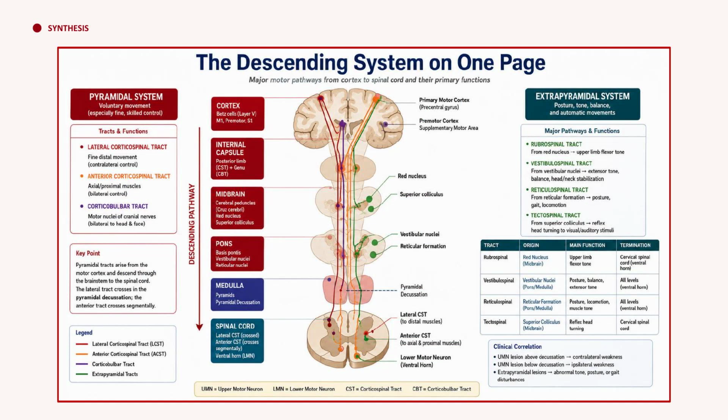Here's the entire lecture distilled into one diagram, pyramidal on the left, extrapyramidal on the right, with the neuraxis running down the middle. Trace it once, top to bottom, cortex to internal capsule, through midbrain, pons, and the medullary pyramid where the great majority cross, then down the cord to the lower motor neuron. On the right, the four brainstem systems and their jobs: rubrospinal, flexor tone; vestibulospinal, extensor tone and balance; reticulospinal, postural and locomotor gain; tectospinal, reflex head turning. And the clinical box ties it off with the rule that has organized everything. Above the decussation, contralateral; below it, ipsilateral. If you can redraw this slide from memory, you own the material.